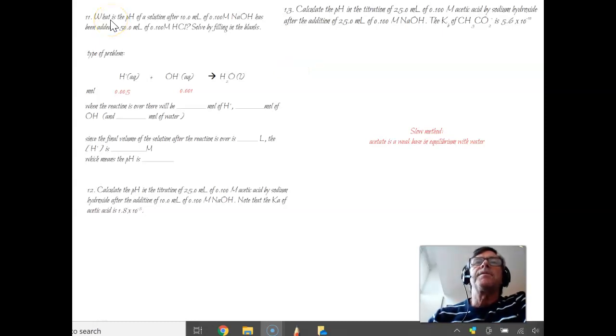Okay, here's a few buffer problems. What's the pH of a solution after 10 mils of 0.1 molar sodium hydroxide is reacted with a big excess, 50 mils of 0.1 molar HCl? We'll solve it by filling in the blanks.